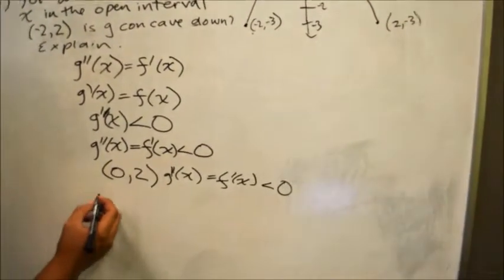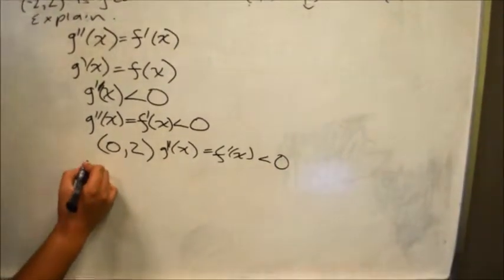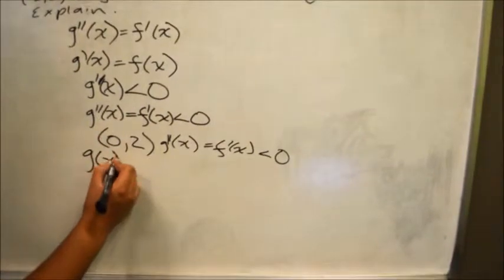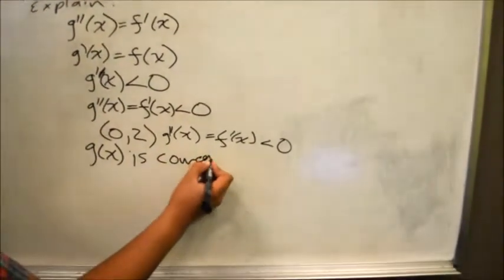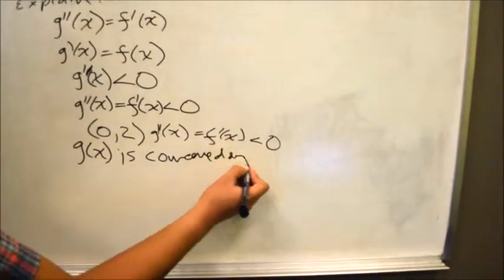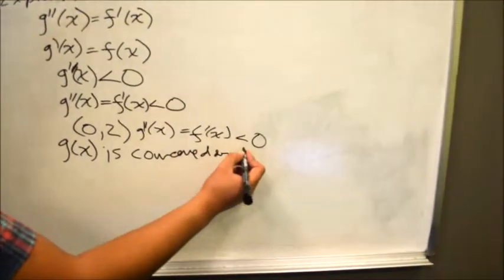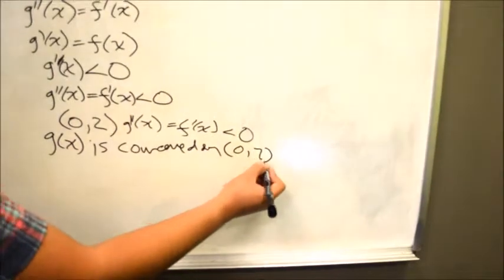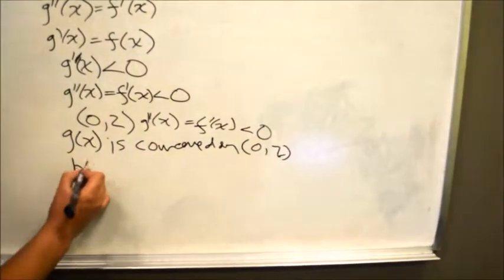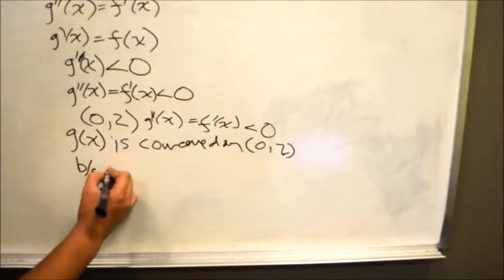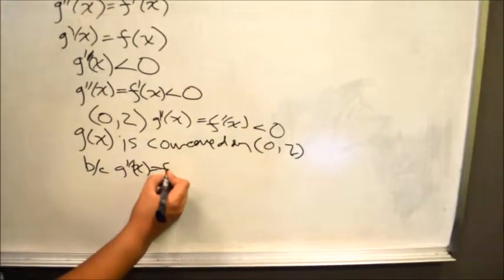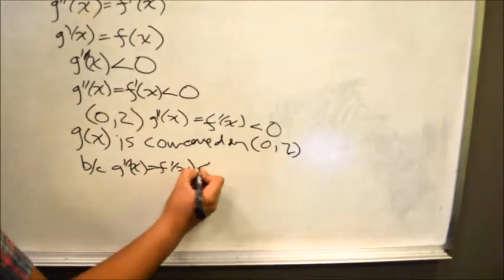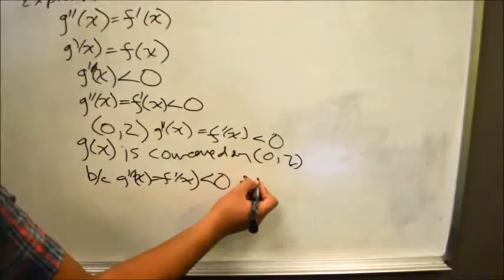So to justify that, we write g of x is concave down on the interval from 0 to 2, because g double prime of x equals f prime of x is less than 0 on this interval.